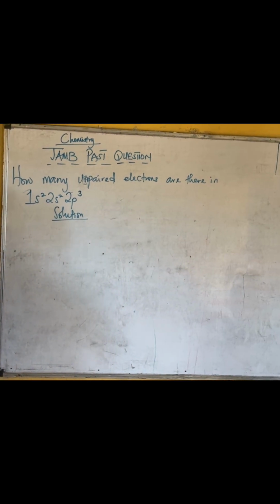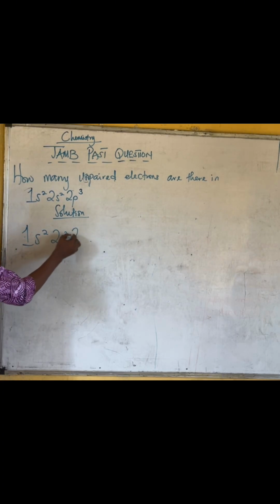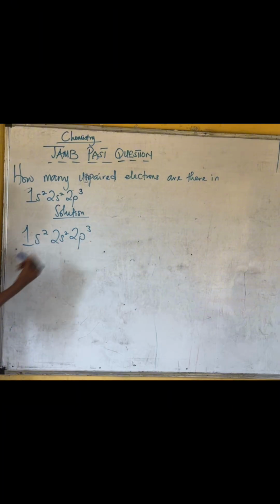Let's consider another. Ready? I'm giving you a very quick trick to answering this one. Let's see. I have 1s2, 2s2, 2p3. How many unpaired electrons are here? To get the number of unpaired, don't forget, you should be on the lookout for which orbital is not completely filled. Look at this s orbital.